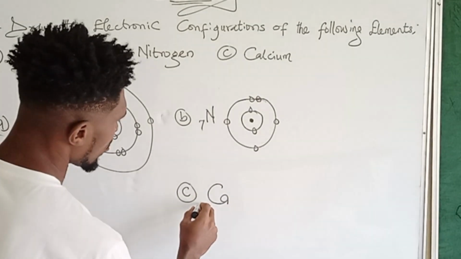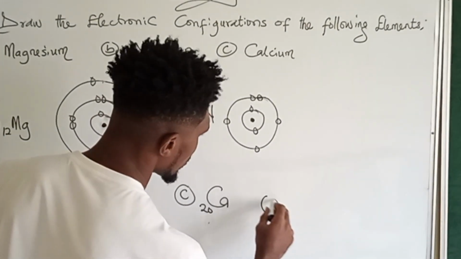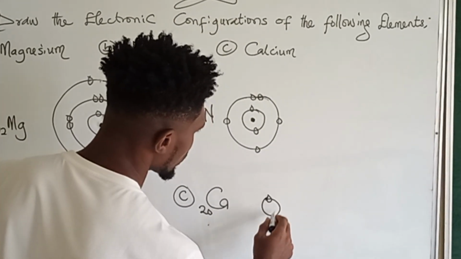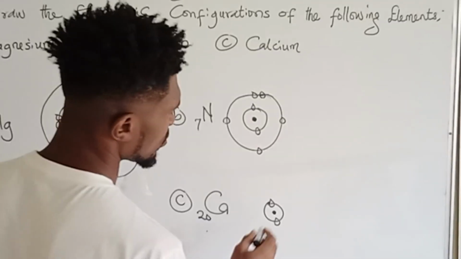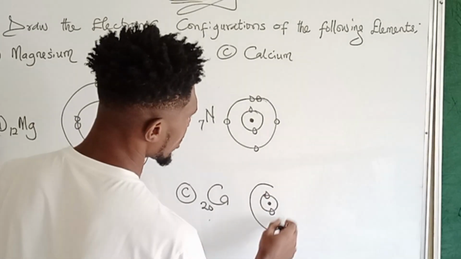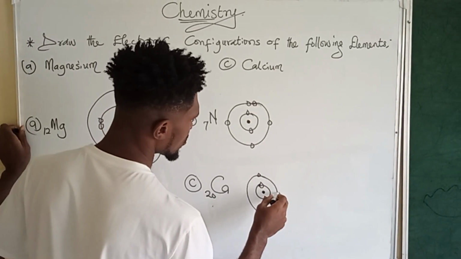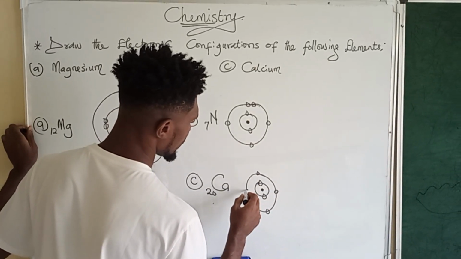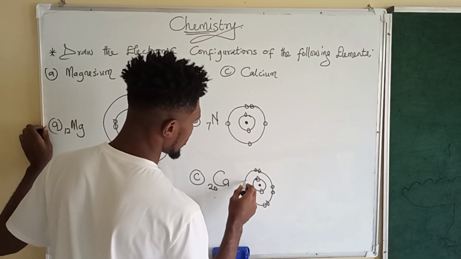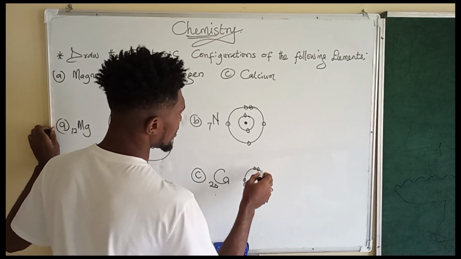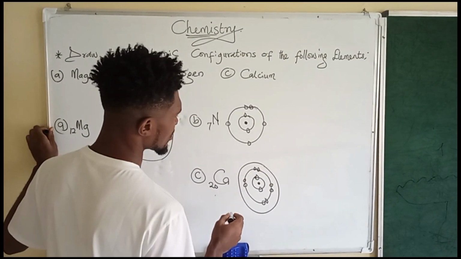C, which is calcium. Calcium has atomic number of 20. The first shell we take 2: 1, 2, with the dense nucleus. Dense center, which is nucleus. The second one we accommodate what? 8: 1, 2, 3, 4, 5, 6, 7, 8. Then the third one we accommodate another 8.